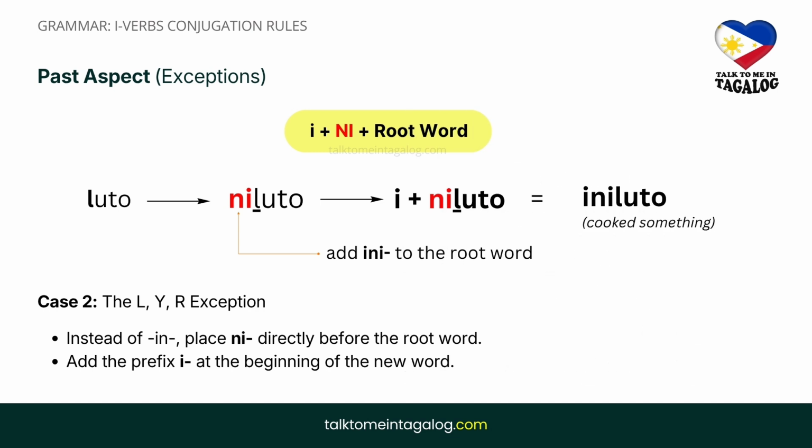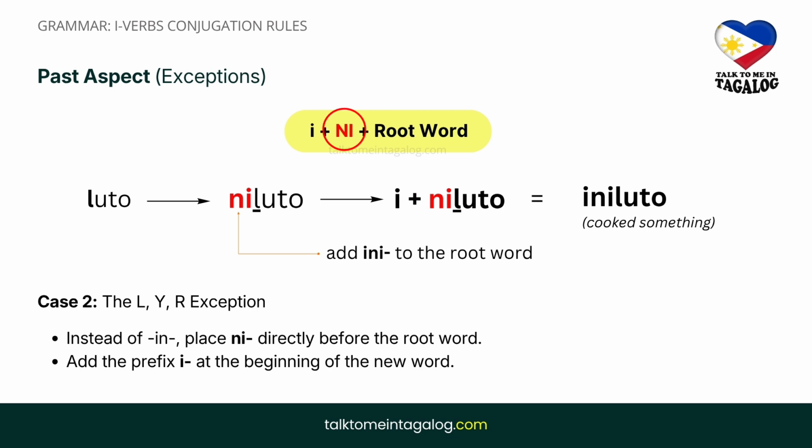Like many grammar rules, this one has an exception. Let's look at case 2 of forming the past aspect. If the root word begins with L, R, or Y, the pattern changes slightly. Instead of using the infix in, you use ni.